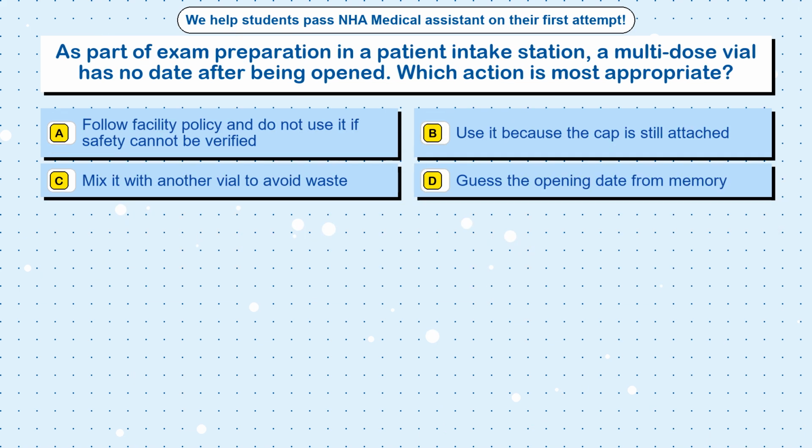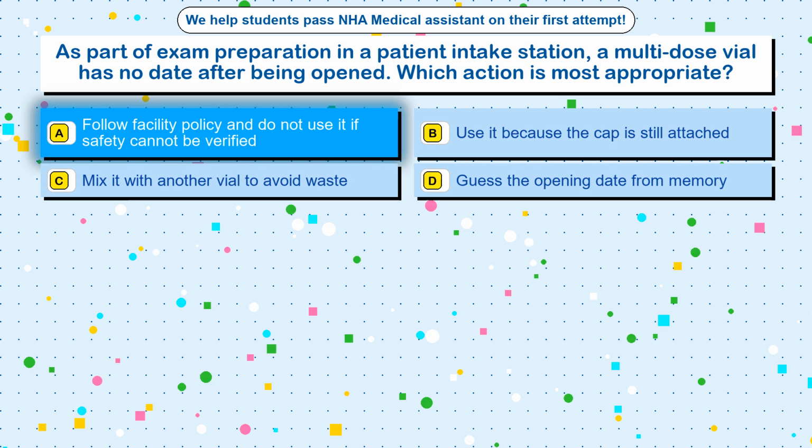Question 14. As part of exam preparation in a patient intake station, a multi-dose vial has no date after being opened. Which action is most appropriate? Option A. Follow facility policy and do not use it if safety cannot be verified. Option B. Use it because the cap is still attached. Option C. Mix it with another vial to avoid waste. Option D. Guess the opening date from memory. The correct answer is option A.